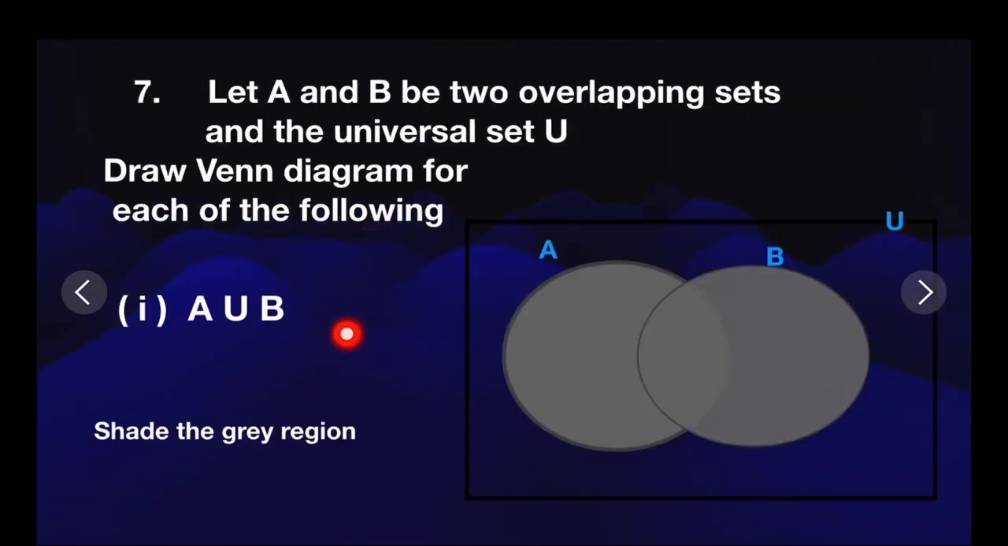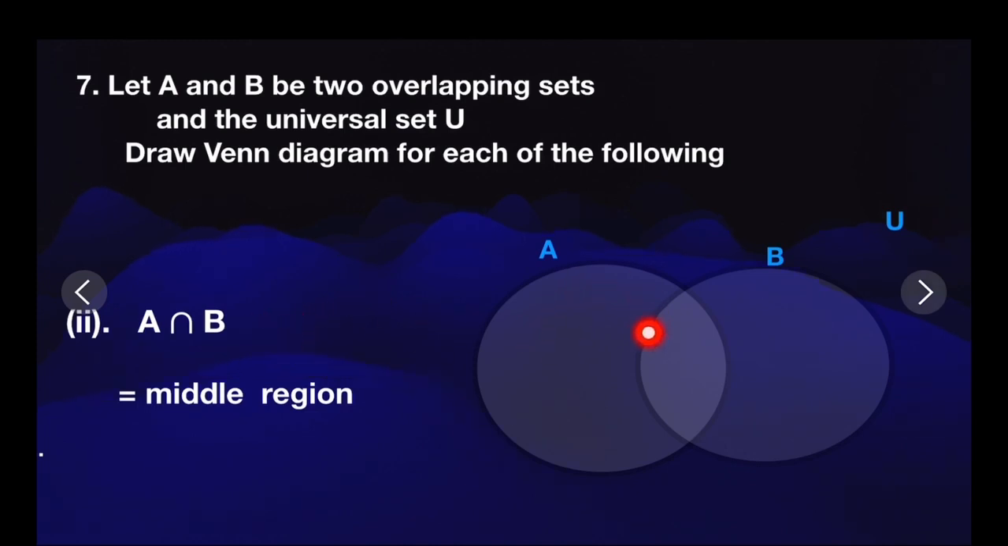Okay, now we have to draw the Venn diagrams for A union B. So write down this universal set, draw two circles, that is set A and B, and shade both these circles. That will be A union B. A intersection B, draw two circles, and this middle portion is the A intersection B portion. You should shade only the middle portion.